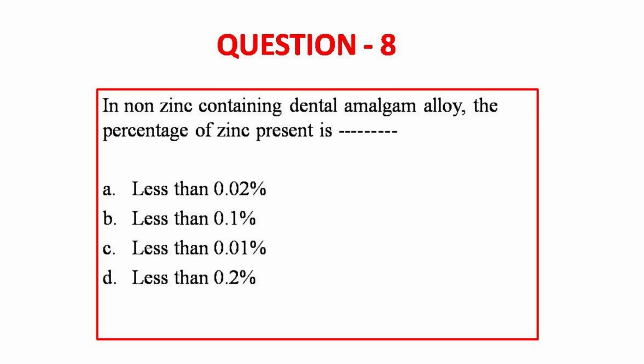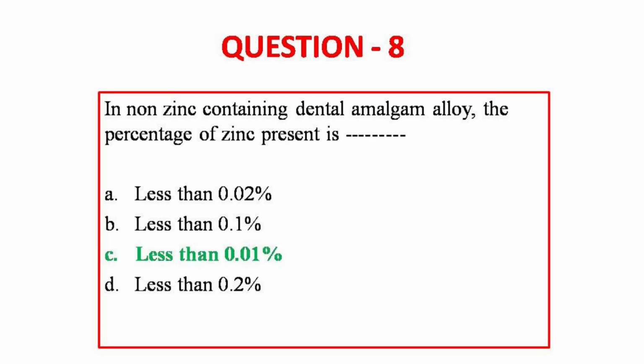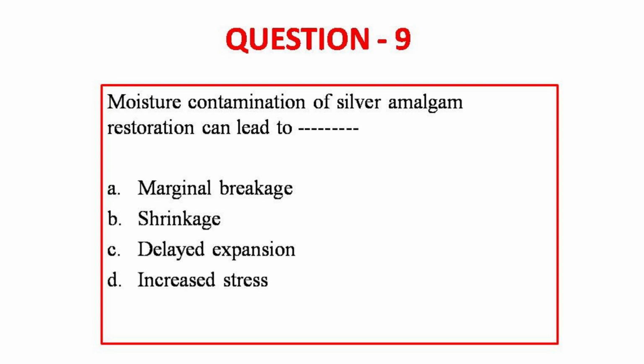Question number 8. In non-zinc containing dental amalgam alloy, the percentage of zinc present is, they've given us 4 options: less than 0.02%, less than 0.1%, less than 0.01% and less than 0.2%. The answer is less than 0.01%. Moving on to question number 9.